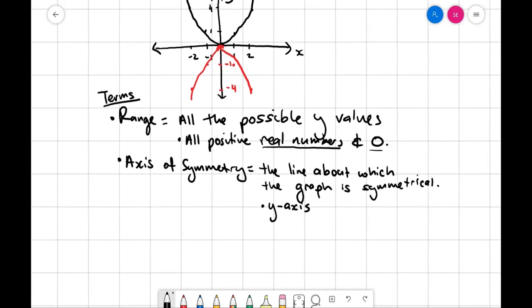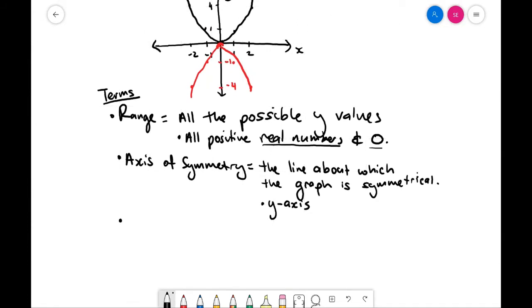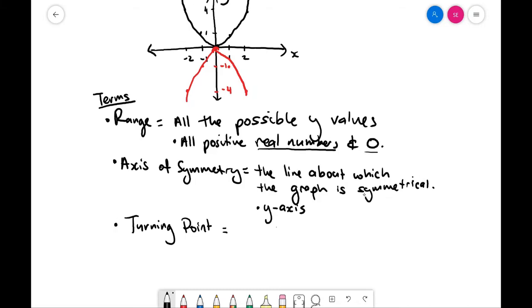Now the third term we need to know the definition of is the turning point. The turning point is the point where the gradient is 0. You don't need to worry about this too much. We're going to look at this later on.